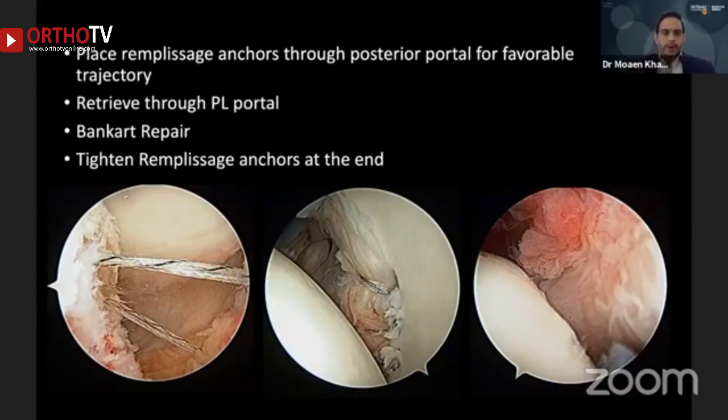Then I park my sutures out the posterior lateral portal. I proceed with my Bankart repair. And in the image on the right here, you can see I then tighten my remplissage anchors at the very end of the case. I think that's important as well, because if you tighten the remplissage at the beginning, you can over constrain and tighten down the capsule, and it can make your Bankart repair a little bit more difficult.